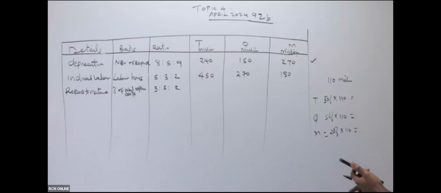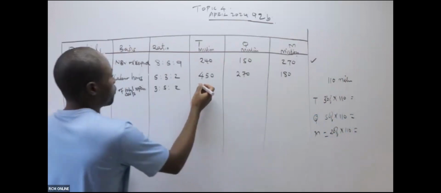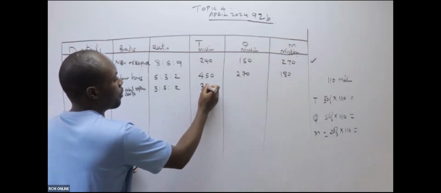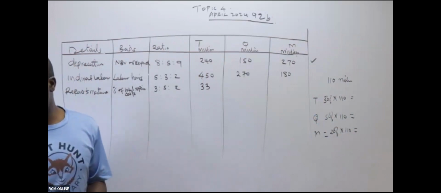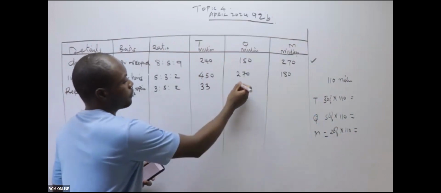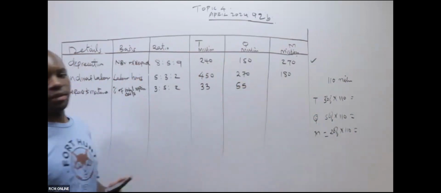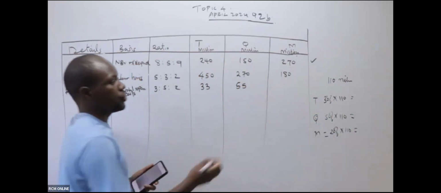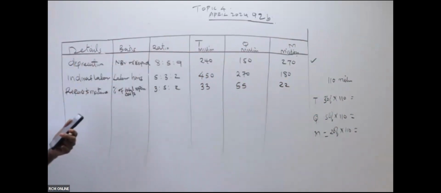30% of 110, Lingapi? 33. Thank you. So we have 33 here. 50% of 110, 55. And 20% of 110, 22. So that's how you're supposed to deal with the repair and maintenance. Then you go to heating and lighting.